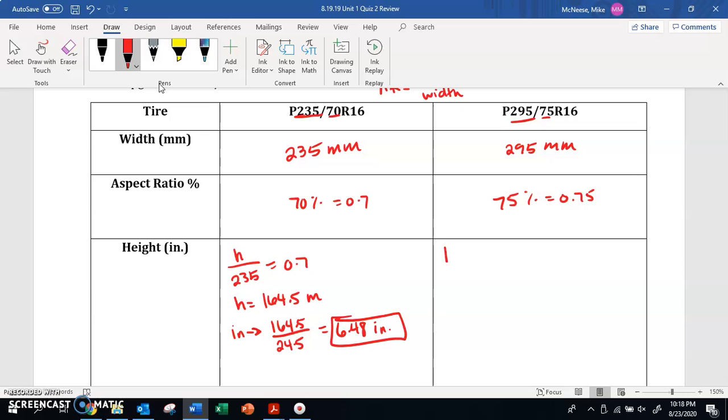Now for the second tire, we've got H over our width, which is 295, equal to our aspect ratio of 0.75. If we multiply each side by 295, we should get H is equal to 221.25 millimeters. So in inches, we would have 221.25 divided by 25.4, which equals 8.71 inches.